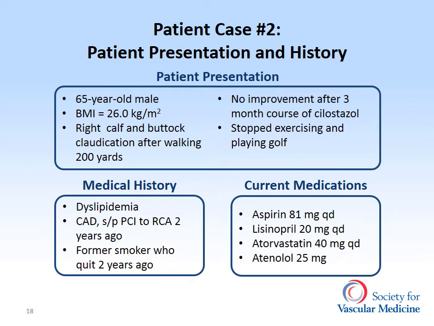Case 2 is a 65-year-old former smoker with dyslipidemia and coronary disease status post prior PCI. He presented with right calf and buttock claudication after walking 200 yards. He had no improvement after 3 months of cilostazol therapy. He, as a consequence, stopped exercising and playing golf. His current medications included aspirin, lisinopril, atorvastatin, and atenolol.